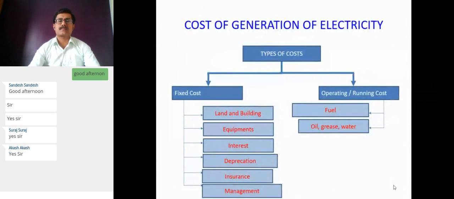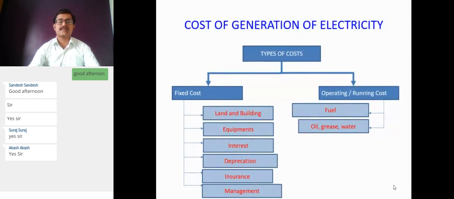Fixed cost, and on the other side, the operating or running cost. Under the category of fixed cost, we discussed various costs: cost of the land and building, equipment, the interest to be earned on the investment that you have made, and the depreciation, which is the reduction in the value of the asset as it ages or becomes old. So that is the depreciation.